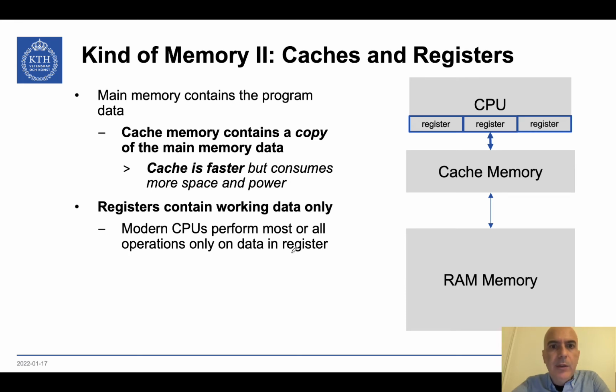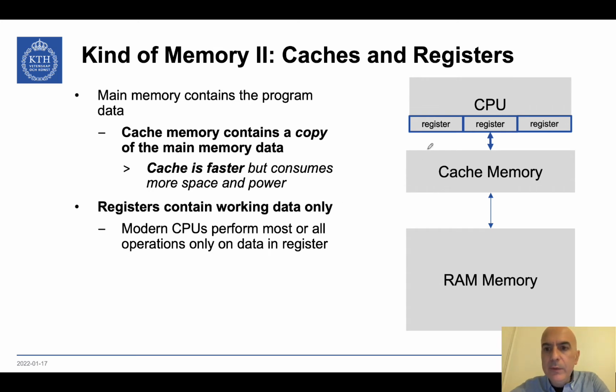The second kind of memory, integrated on the processor, is the registers. A register contains working data. Whenever the processor is making a computation, it accesses the data in the registers. That's why we say it is working data. Modern CPUs perform most operations only on data in the registers. That means the data needs to be in the registers in order to do computation.